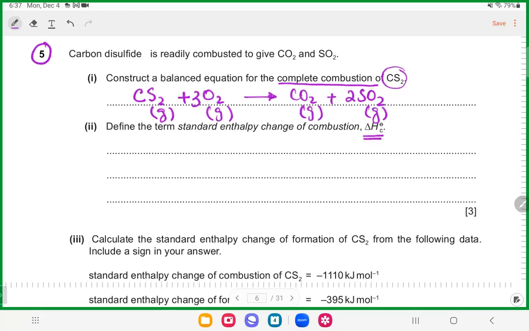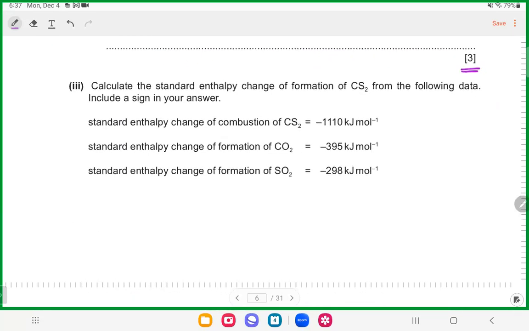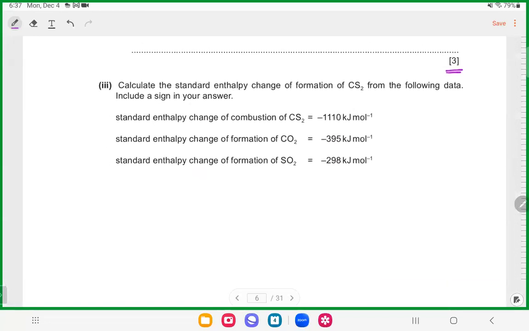Enthalpy change of combustion, I am sure that you can write down the definition of it. ठीक है, so definition and equation always worth 3 marks, and we are done with this one. कर लिया था.